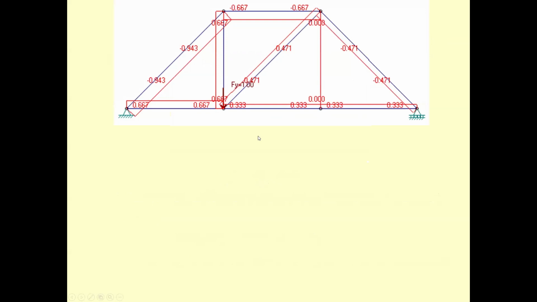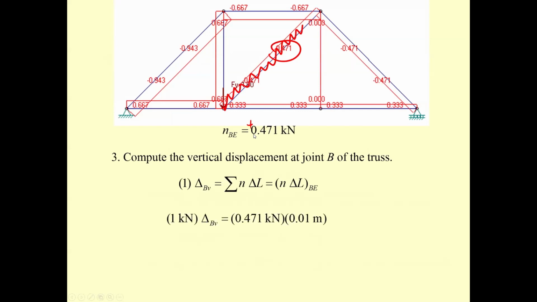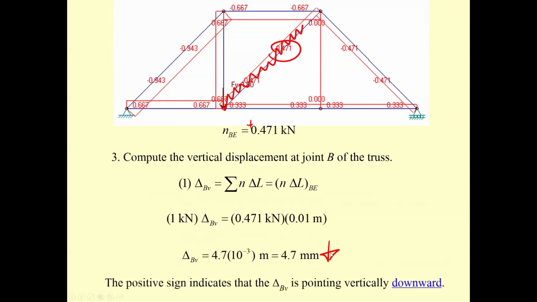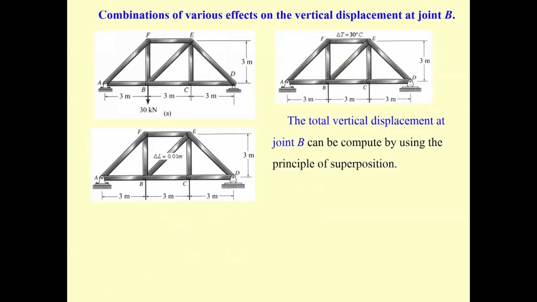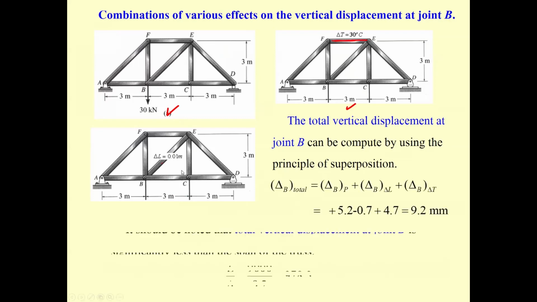You get the same n, and only this member has the problem, with a force of 0.475 positive. So put it together, you get the result to be 4.7. This is going to be downward. So a long member is not good, it increases the deflection. Now you can combine the first problem, the second problem, this is only this member, and the third problem together and get the result.